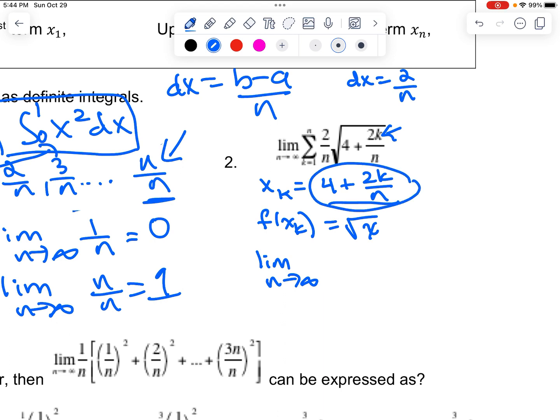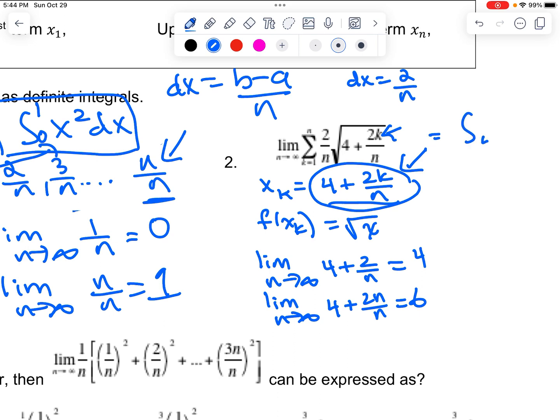My bounds would be, if I plug in 1 for k, your first x coordinate would be this. So there's your first x coordinate. Your last x coordinate, the upper bound, would be if I plug in n for k, and this gives me 6. So this is the same as going from 4 to 6. There's my f of x, and this is my dx. So this is a way to rewrite the definite integral.